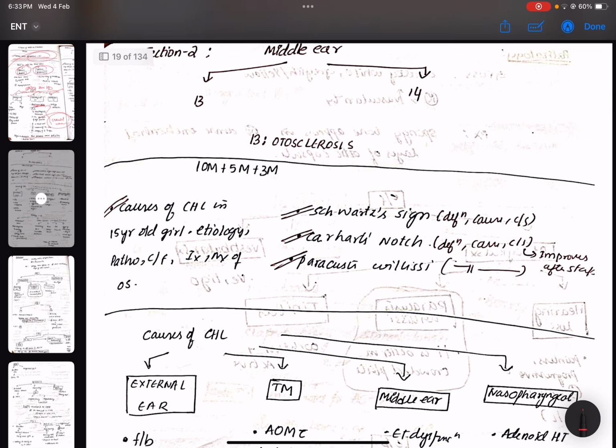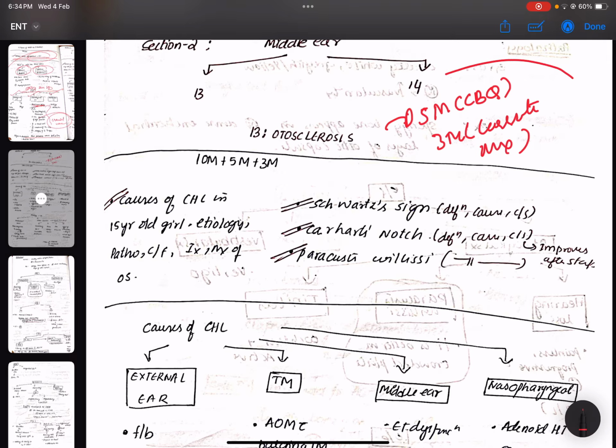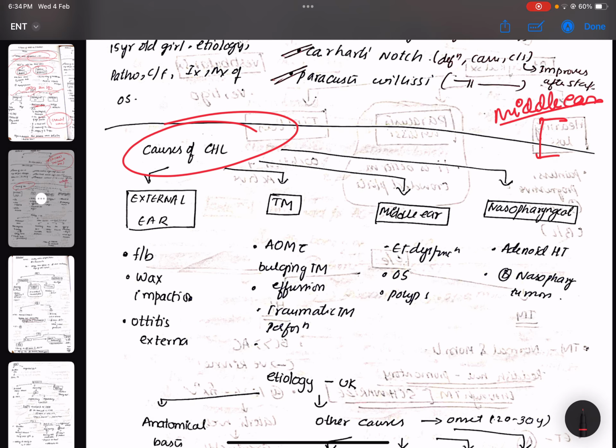Okay, then coming to the middle ear. Otosclerosis, for example: they might ask you a 5 marker as a CBQ, or a 3 marker as Carhart's notch, or the management part of it. This is an important part, so make sure you study accordingly. Again, as part of a 10 marker, they might ask you the causes of CHL. So you have to know CHL means only till the middle ear. So until and unless till the middle ear, what are the things?